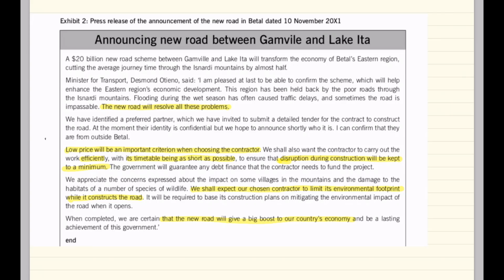Some of those conflict, and we'll discuss that in our answer. We also want the Transport Minister wants the environmental footprint to be low when it's constructing the road. Well, again, to do that might cost more money, but they want it at a low price. And they also believe that the new road will give a big boost to the country's economy and a lasting achievement of the government.